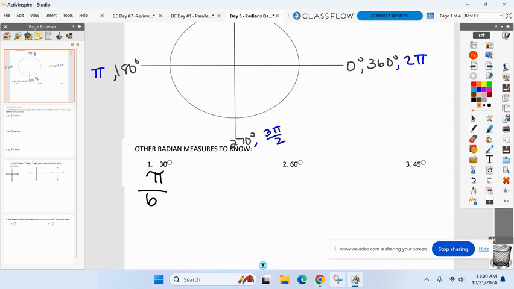And a quick little trick here. Pi over 6. What's pi again? 180. 180 divided by 6? 30. Okay, so pi is always 180. What do you think 60 is going to be then if you already know pi is 180? Pi over 3. Divided by 3.